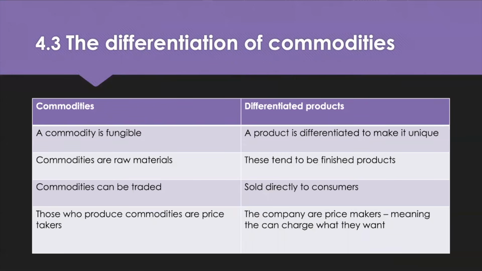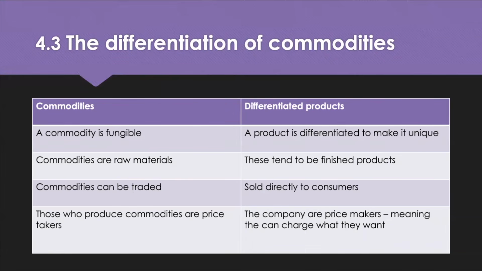So here we can just see some differences between commodities and differentiated products. In a commodity market, a product is a commodity when its production units are identical regardless of the company that produces them. So a stack of rice from Pakistan is the same as one from India, as long as they have the same grade. In a commodity market, they're treated as one.